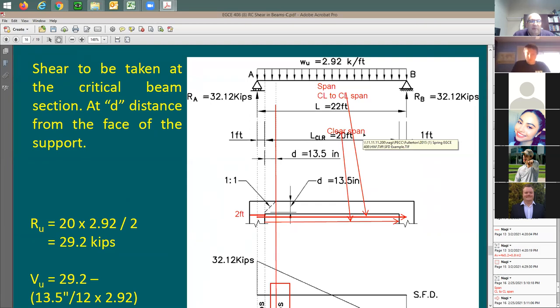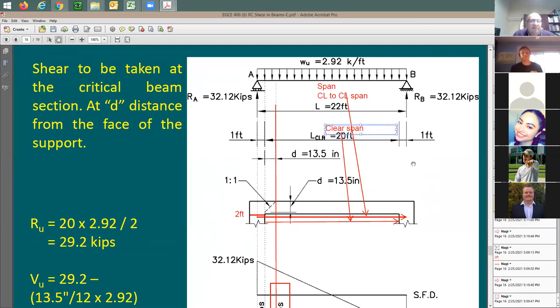Actually, in this problem they didn't give me the column size, but I was able to come up with it because I have the center to center span, 22. Also, I have the clear span. So I have 2 feet here, 1 foot from each side, to take it from the clear span to the center to center.